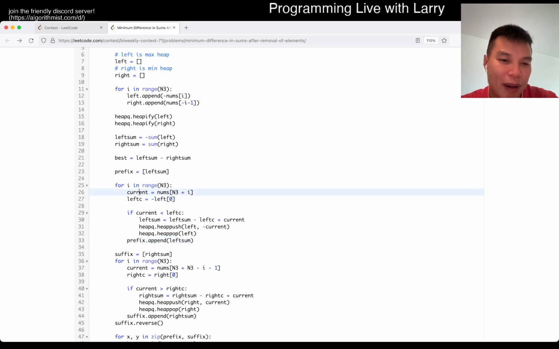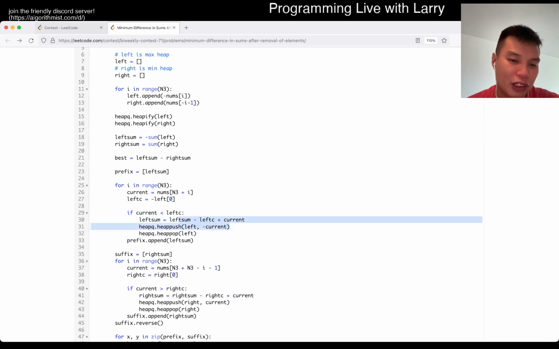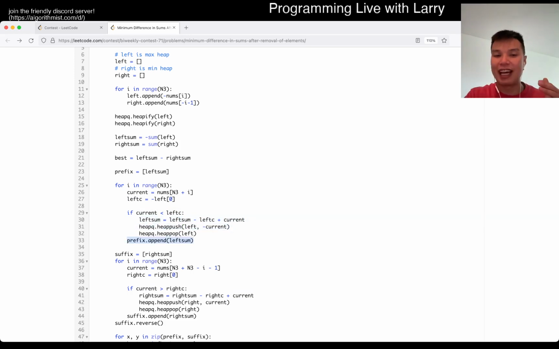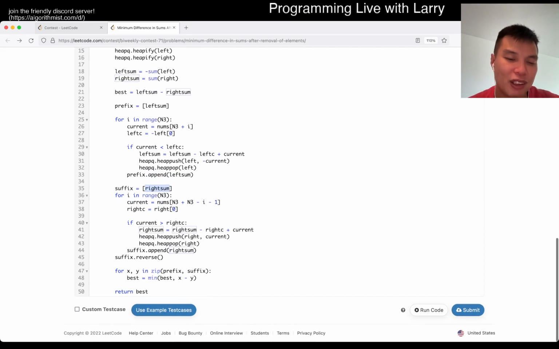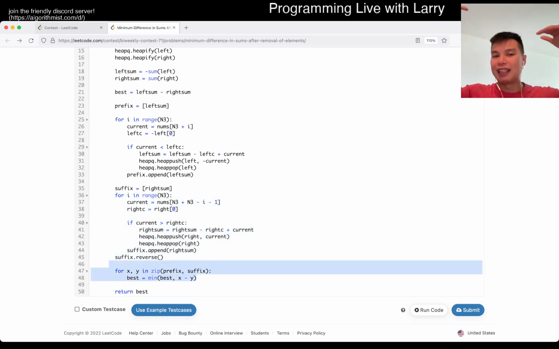Let's say the current number that we're looking at, going from left to right. Let's say this number is smaller than the biggest number in the heap. Then we remove the biggest number. We recalculate left sum by the delta, and then we put it into the heap, and then we put it as the prefix answer, right? And then in the same way, we do the right chunk. We have the sum. We look at if we get a bigger number, then we put it into the heap, and then we push it into the suffix. And then once we reverse them and line them up, we can get the best answer from that.